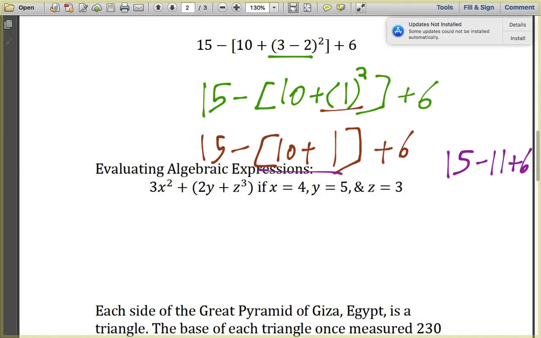So what is 15 minus 11? 4. Then I can add 6 to that. It makes me a nice answer of 10. So if what I just said didn't make sense, we can talk about it. But it's easier for me to explain that one in class than it is to explain it online. Okay? So I'm going to go on.